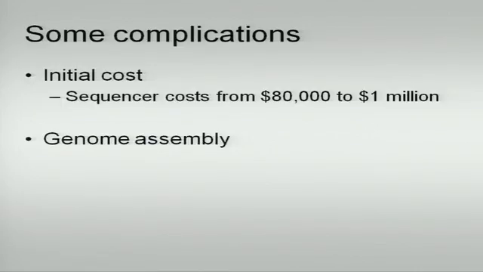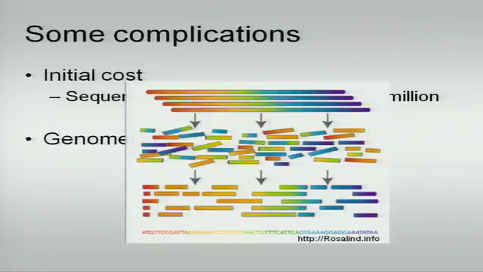There are some complications. The sequencer obviously costs a lot of money to get started with this, from $80,000 to $1 million. So we still do sink quite a bit into this, but a lot of that's being taken care of because one group buys a sequencer and then they contract out these sorts of things and make the technology cheaper for the rest of us to do that. The one I want to focus on just a little bit here is the Genome Assembly.